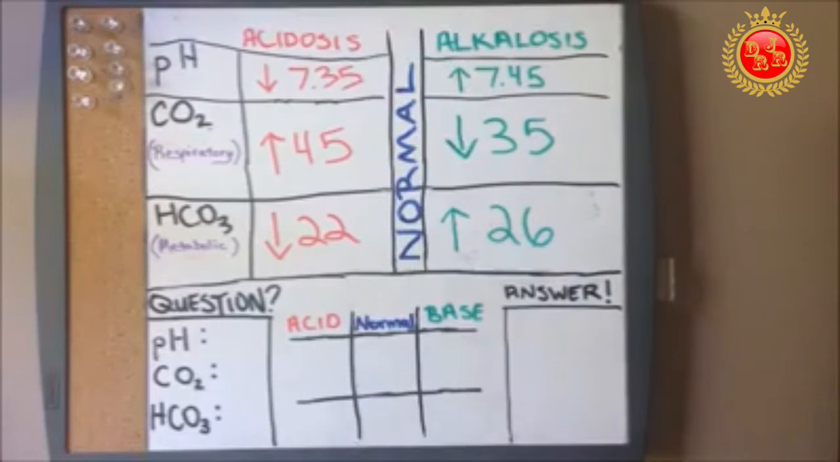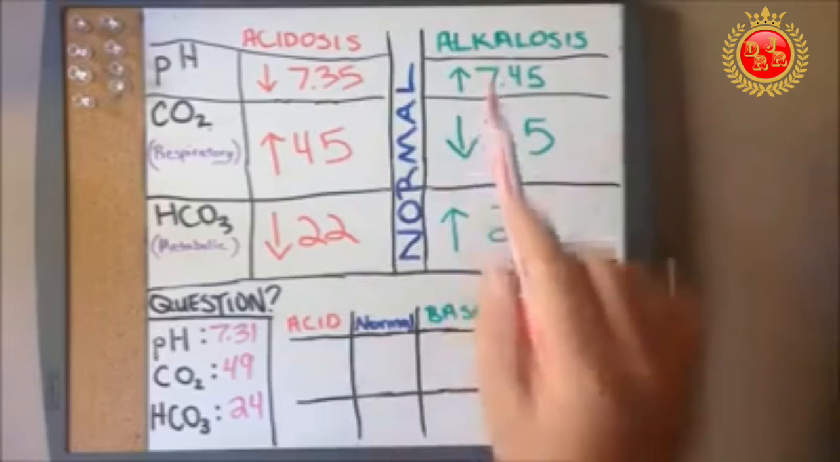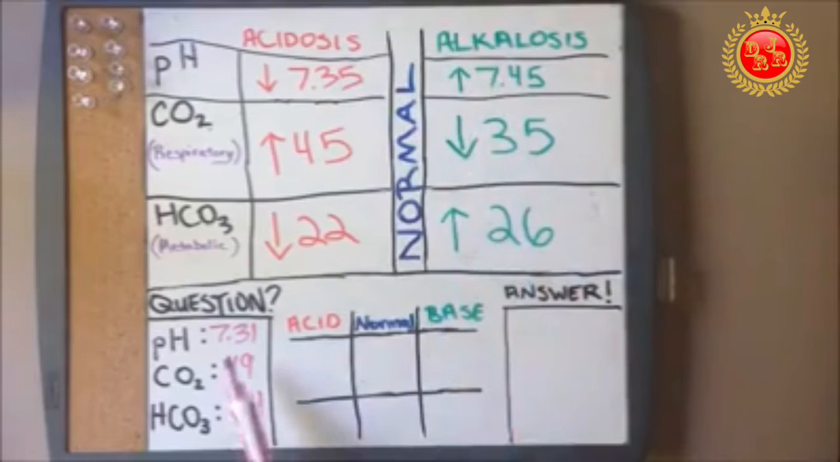Let's get started. So for our first example, our pH that we're given is 7.31. Our CO2 is 49. And our HCO3 or bicarbonate is 24. So here's how we use this. Whenever you approach an ABG question, the very first thing that you need to look at is your pH. Your pH is going to tell you right off the bat whether you're looking at acidosis or alkalosis. So let's look at our pH, 7.31.